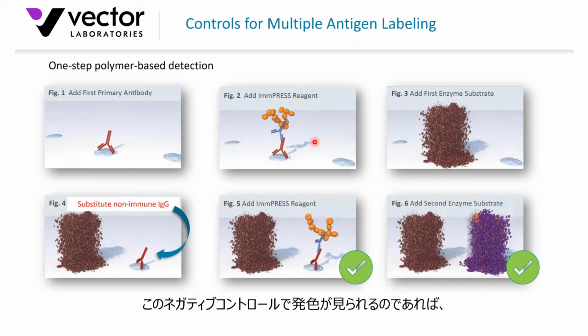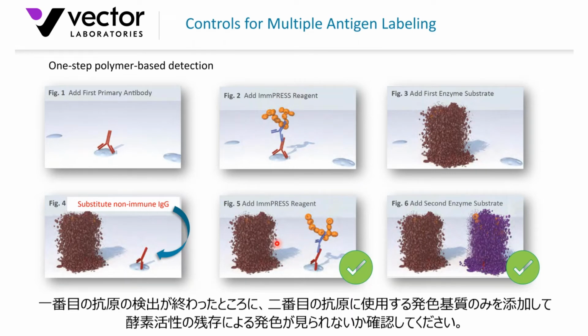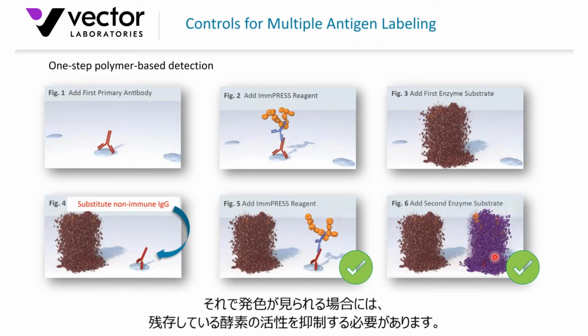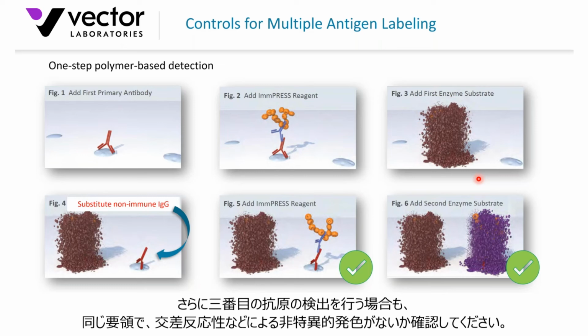Indeed, if you do see any staining with this negative control where you're substituting in a non-immune IgG, eliminate this particular control, just apply substrate alone, and see if you see any cross-reactivity or staining. If you do, in that same area of localization, obviously, you will have to consider putting in a step in here to quench some of that residual peroxidase activity. All right, hopefully that's clear for you in terms of the negative control.